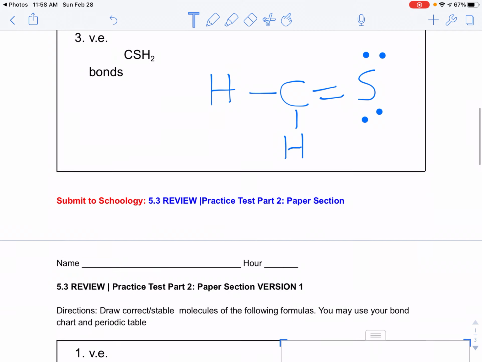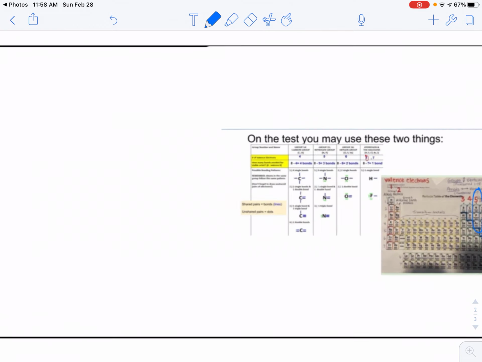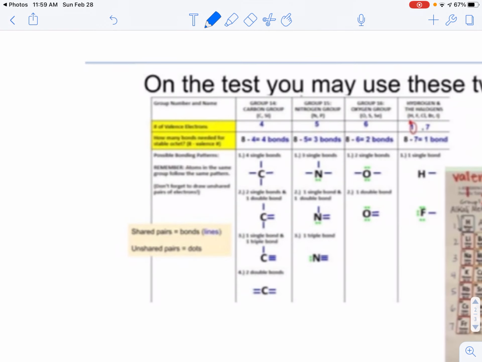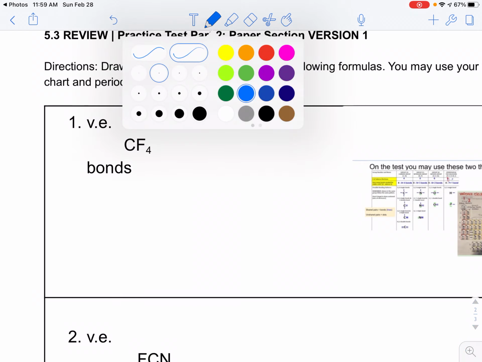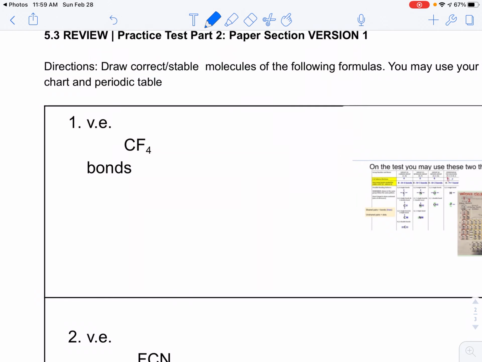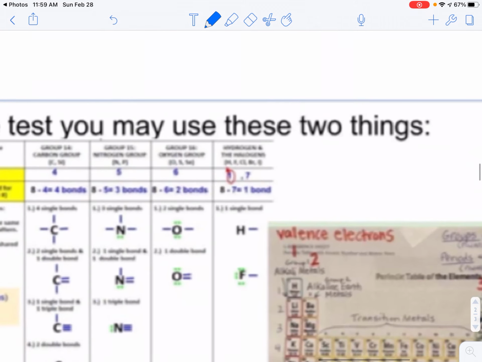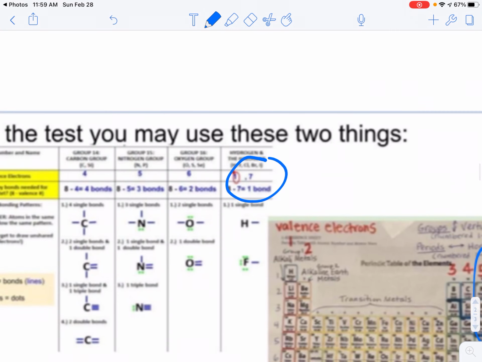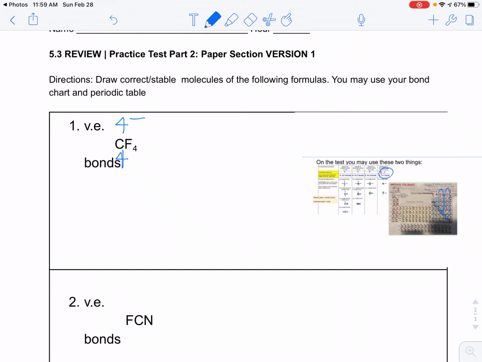So for CF4, we know C is in group 14, so it has 4 valence electrons, and 4 bonds. I like to write that above and below, 4 and 4. And then fluorine in group 17 has 7 valence electrons, and it makes 1 bond. 8 minus 7 is 1.